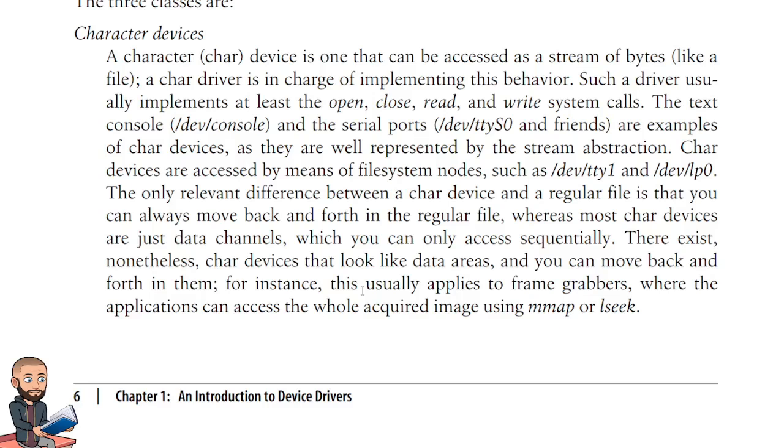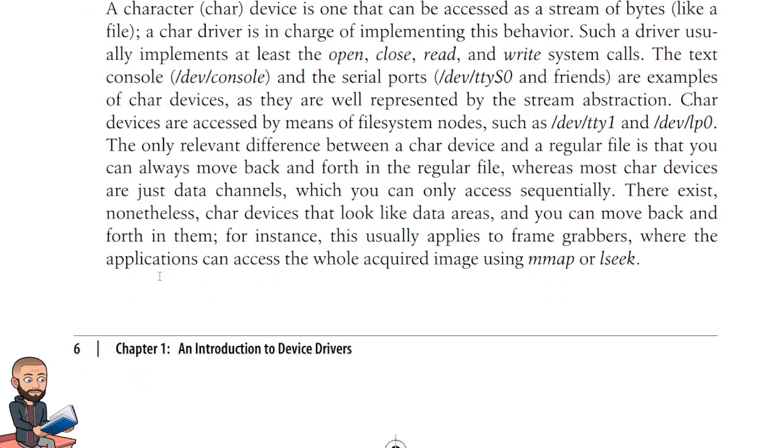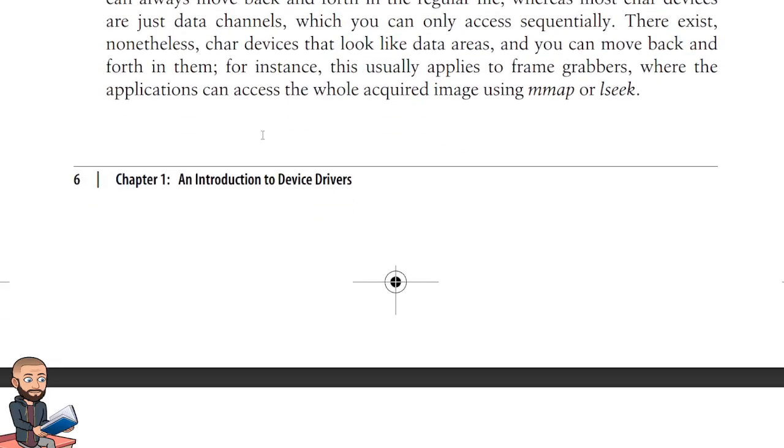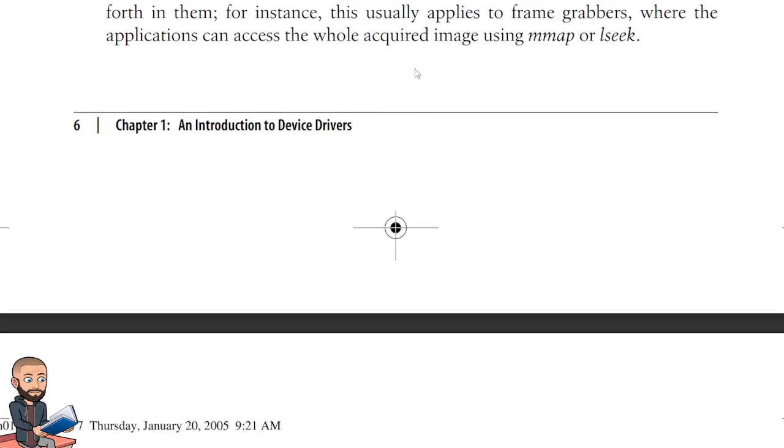The only relevant difference between a character device and a regular file is that you can always move back and forth in the regular file, whereas most character devices are just data channels, which you can only access sequentially. There exist, nonetheless, character devices that look like data areas, and you can move back and forth in them. For instance, this usually applies to frame grabbers, where the applications can access the whole acquired image using mmap or lseek.